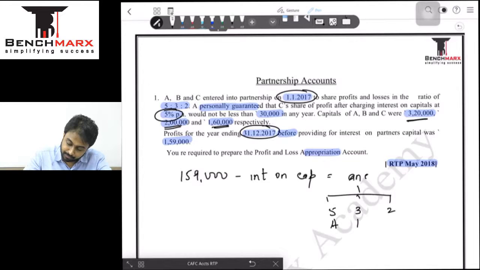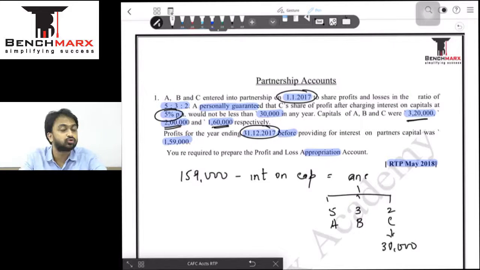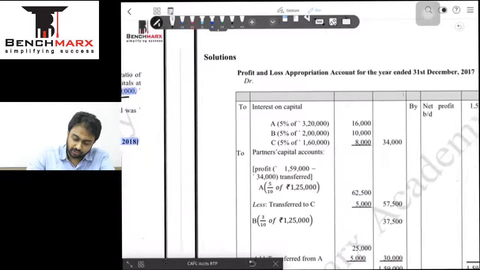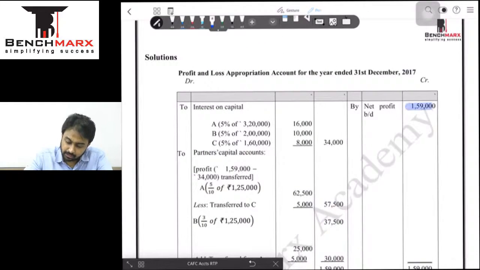So it's A, B and C, and C's minimum share should work out to at least 30,000. And if not, Mr. A will ensure that it becomes 30,000. By this we mean A will pay from his share and will transfer the profit to Mr. C, because he is personally guaranteeing him minimum profits, and that is how the sum needs to be done. Let us see what the ICAI has done. This is probably what they've done. As I said, I'll bring the profits down as usual. Then I'll provide interest on the respective capitals at the rate of 5%.